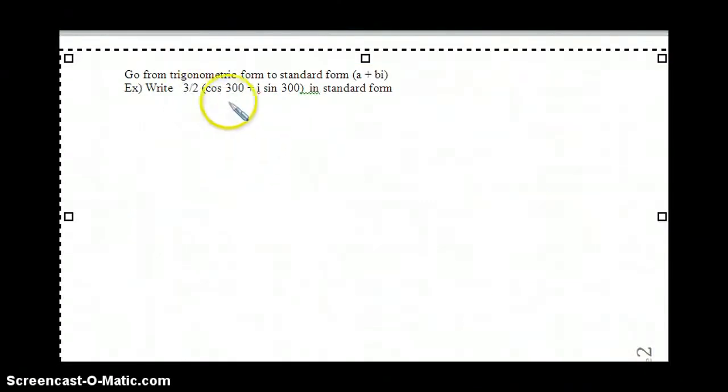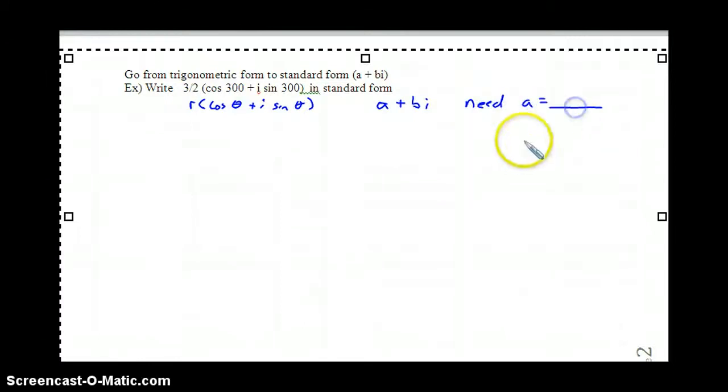For this next example, I'm actually going backwards from what we were just given. In the previous example, we were given a standard form, and we had to find trigonometric form. Now I'm given trigonometric form, r times the cosine of theta plus I times the sine of theta, and I want to find standard form. I want my final answer to be a plus bi. So I need to know what a is, and I need to know what b is.